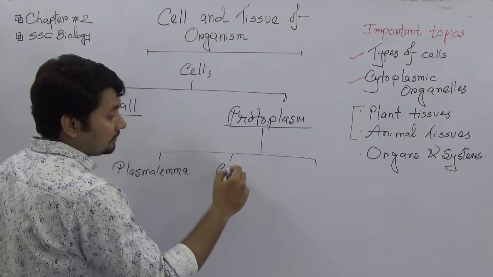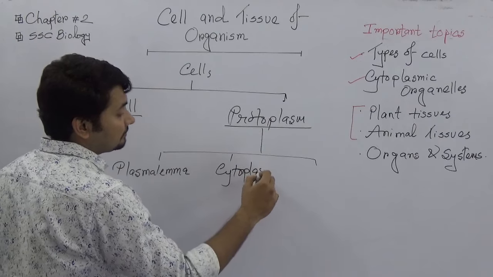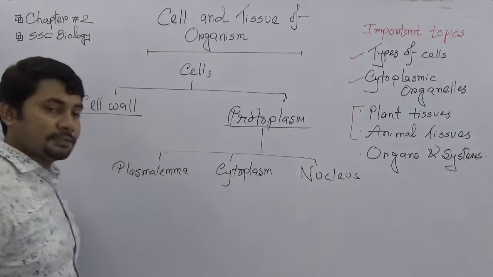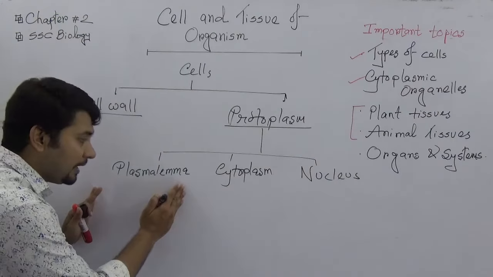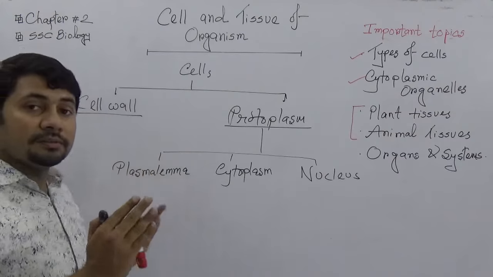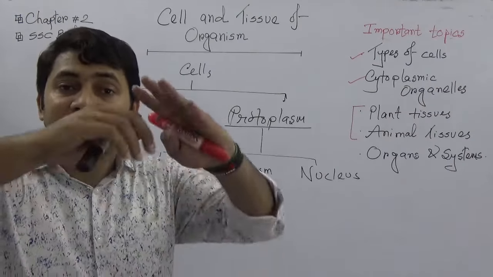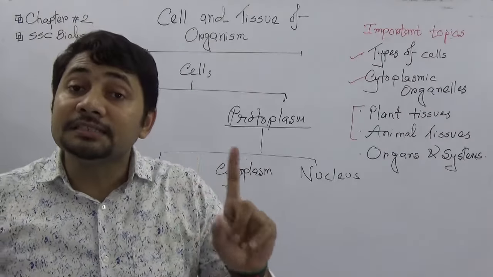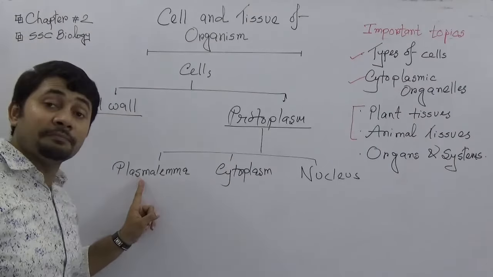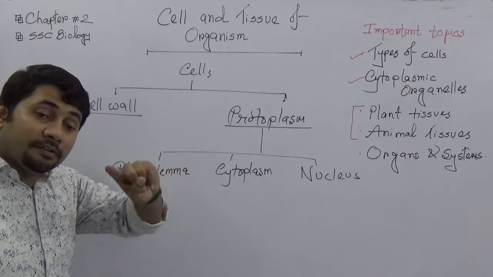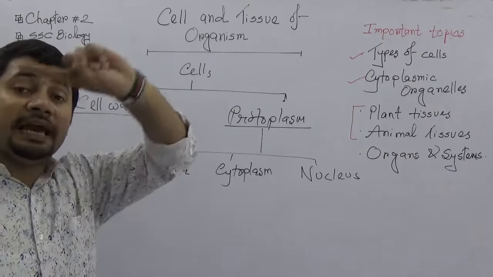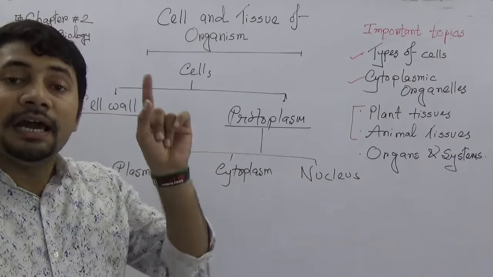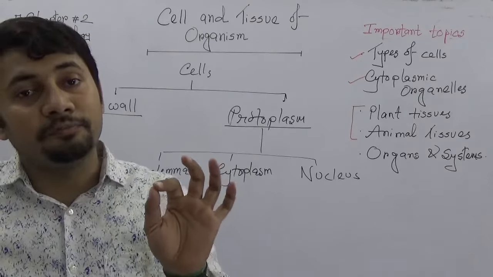And then there is cytoplasm, and inside there is nucleus. In case of plasma lemma, we know that every single cell is wrapped up with a semi-permeable membrane, and this semi-permeable membrane is known as the plasma lemma. Wrapping the plasma lemma, there is another layer outside of it, which is actually the unique character of plant cell.